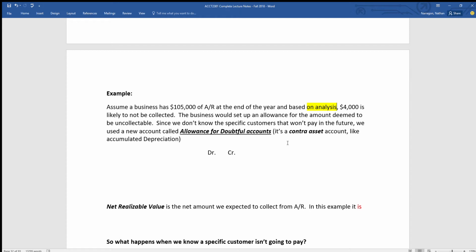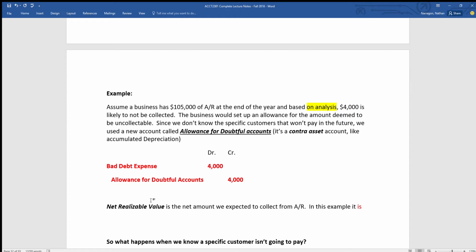a credit. So when we find out that 4,000 is the amount we're going to deem uncollectible, we get to put in this journal entry. We're going to set up our bad debt expense, so we're going to go ahead and have our expense there. This is our expense matching our revenue, basically. Out of this 4,000, we make sure we make a credit to allowance for doubtful accounts.